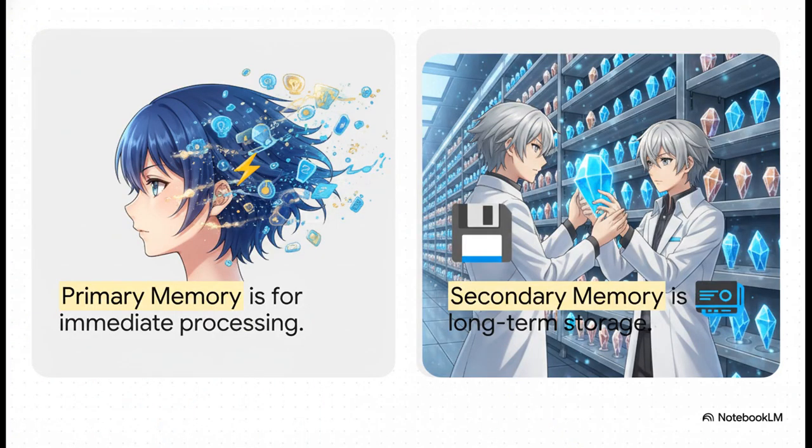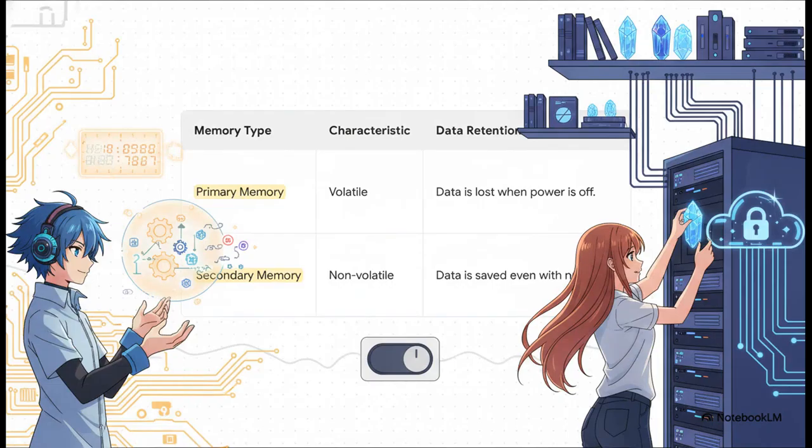Okay, to think that fast, a computer needs memory. And it actually has two main kinds. Think of primary memory, or RAM, as a temporary whiteboard. Secondary memory is the long-term filing cabinet.